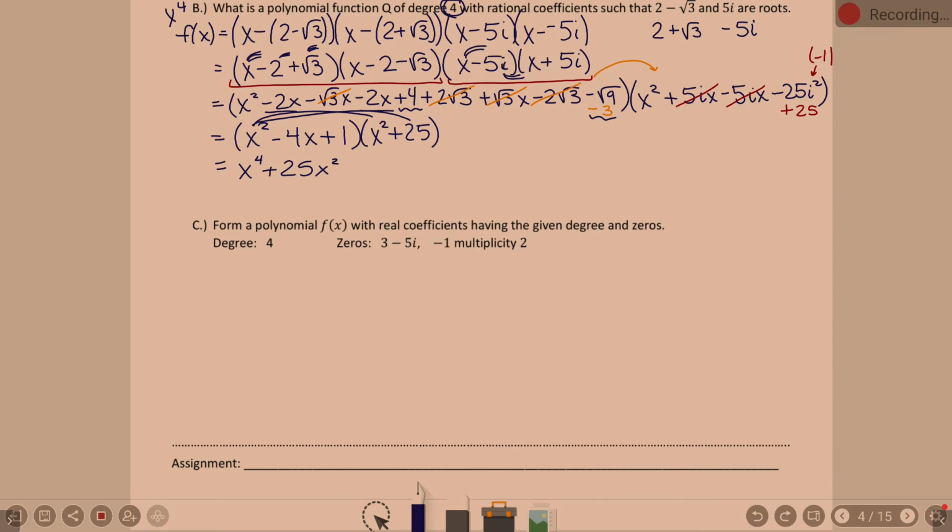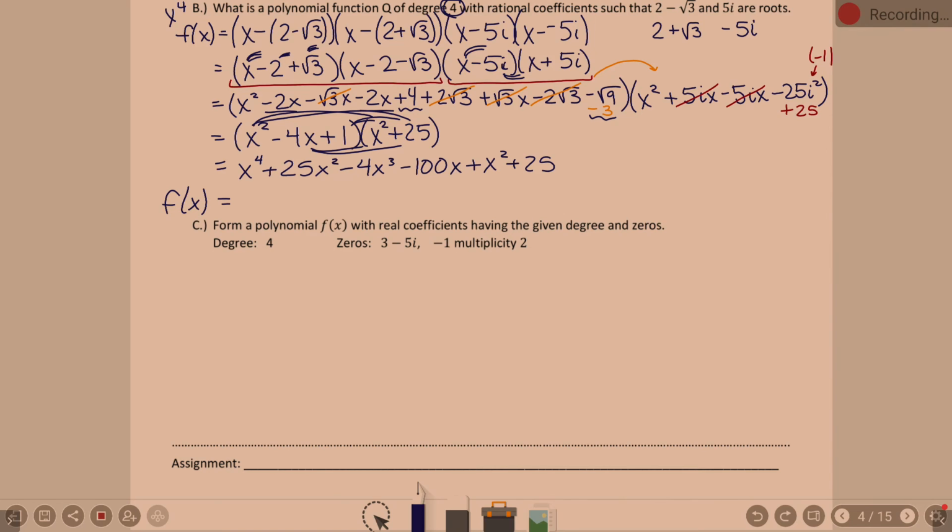Then I'm going to distribute my minus 4x. Minus 4x times x squared is minus 4x cubed. Minus 4x times 25 is minus 100x. Then I'm distributing my 1. 1 times x squared is 1x squared, 1 times 25 is plus 25. That's a lot. So I can find my terms, final cleanup.